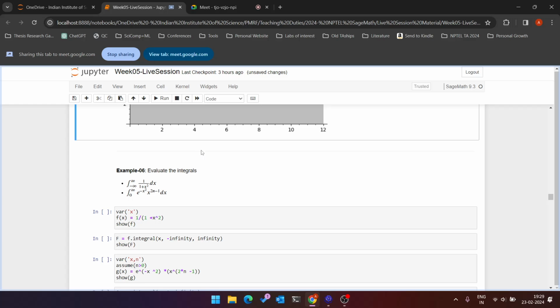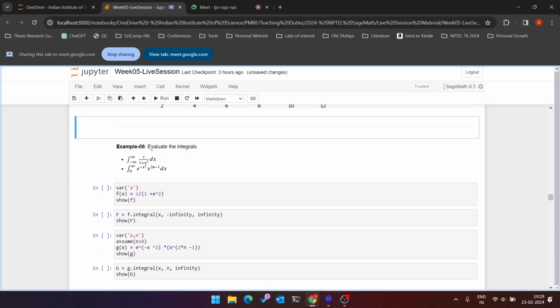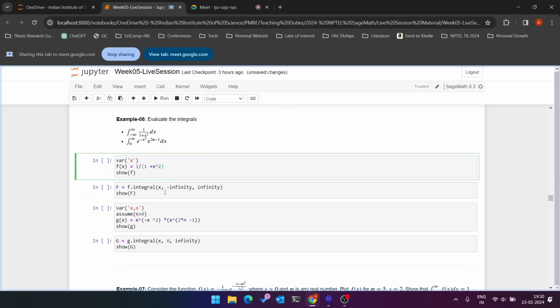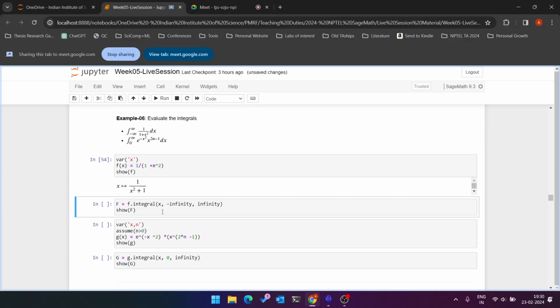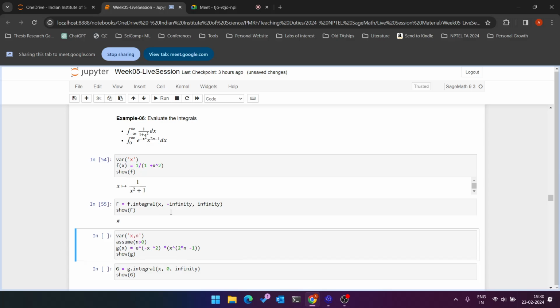The next problem that we want to see is evaluating integrals, but now the limits have been pushed to infinity. To do those will be again the same process: define the variable, define the function, calculate the integral, by doing f dot integral from the range minus infinity to infinity. So the integral of 1 over x square dx from minus infinity to infinity turns out to be pi.